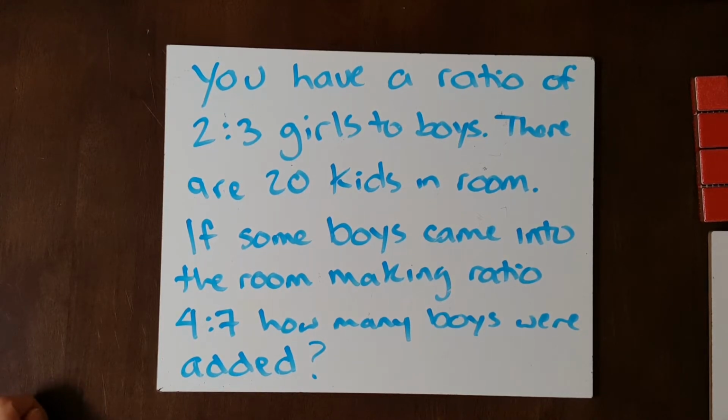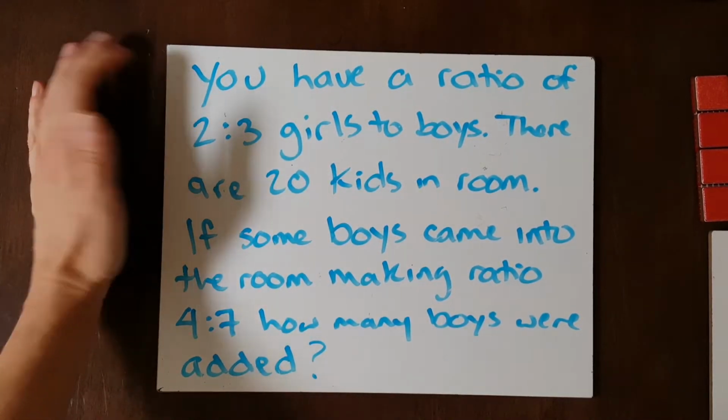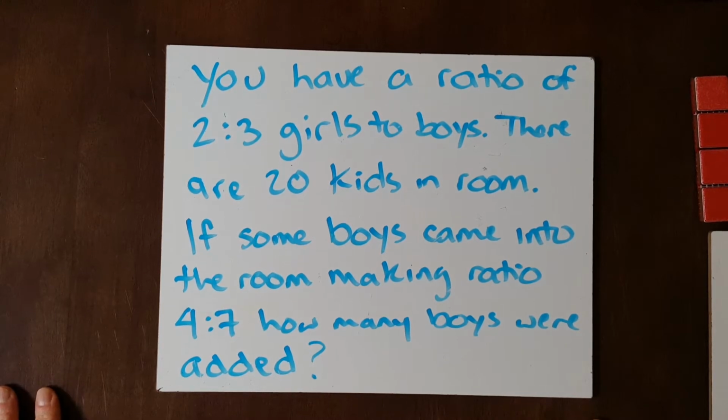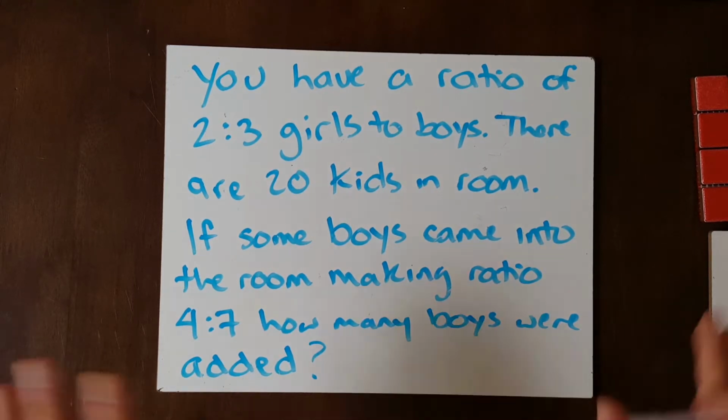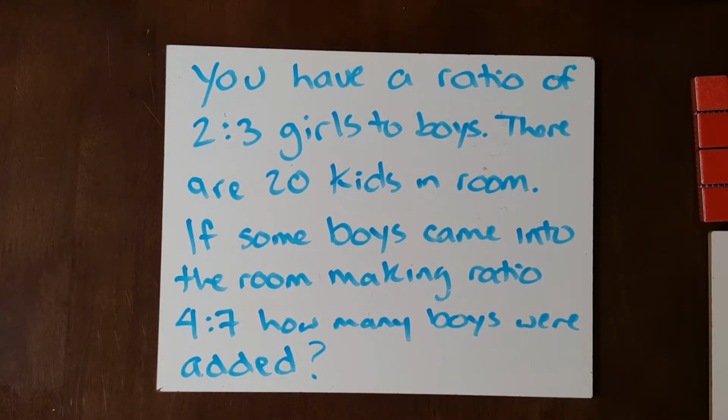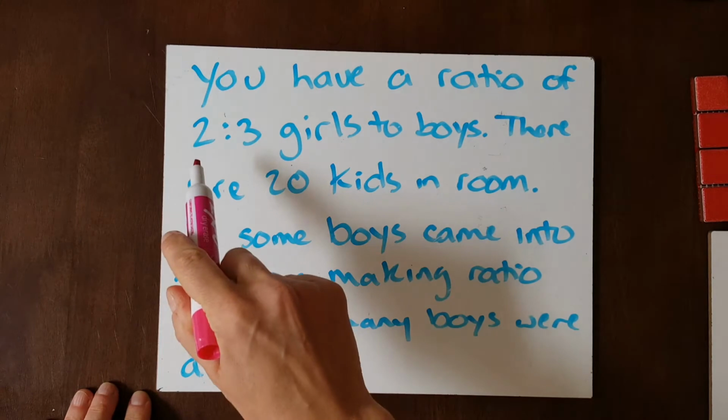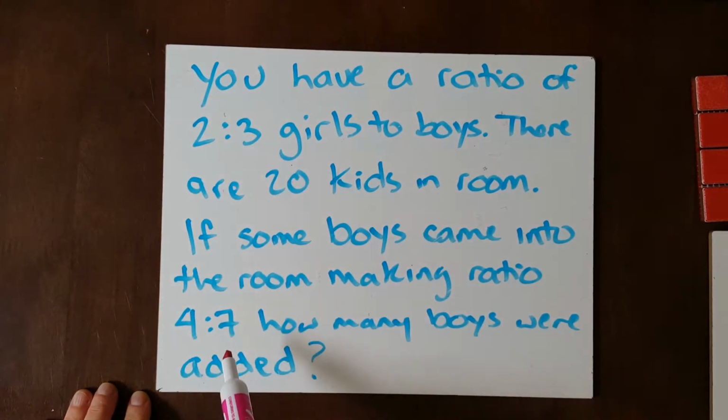I just want to do a quick lesson on how to solve one of these ratio problems that have a little bit of a twist to it. Taking a question like this one, you have a ratio of 2 to 3 girls to boys. There are 20 kids in a room. If some boys came into the room, making the ratio now 4 to 7, how many boys were added? With this one, it's a little bit different because we are now adding, but we don't know how many boys were added. And then the ratio went from 2 to 3 to now 4 to 7.